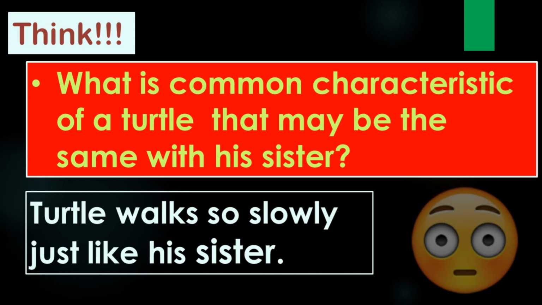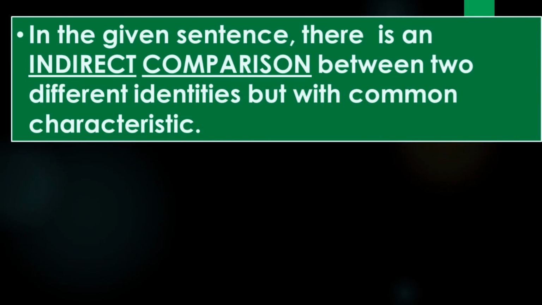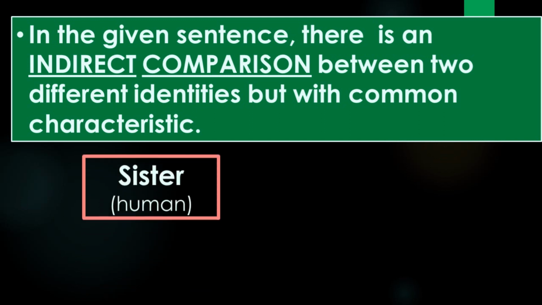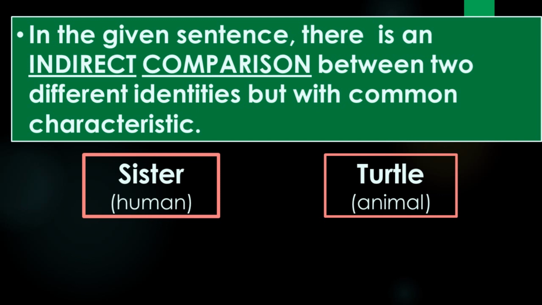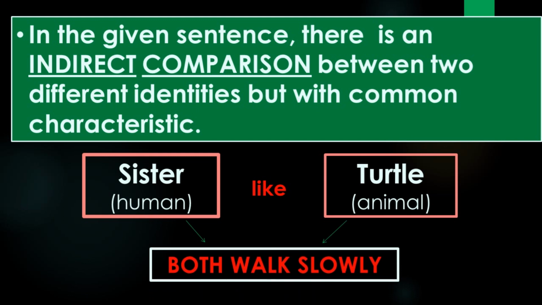Say what? In the given sentence, there is an indirect comparison between two different identities but with common characteristics. Sister is a human and turtle is an animal. But according to the sentence, sister is like a turtle. So it means that sister and turtle both walk so slowly.